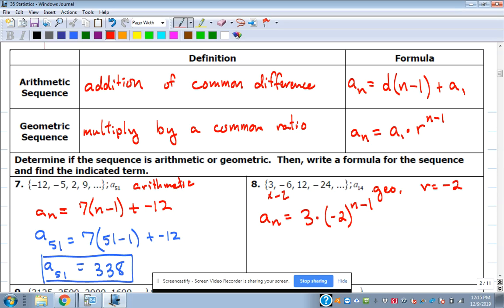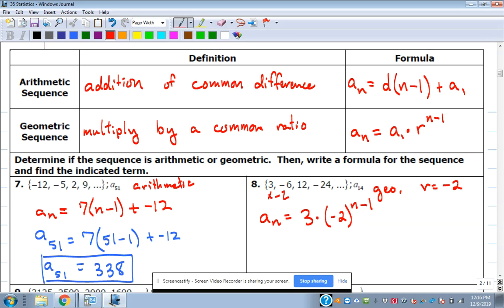I can plug in any n value and find that term. If I wanted the second term, if I plug a 2 in right here, that's going to be 3 times negative 2 to the first power, which is 3 times negative 2, which is negative 6. So it works. You can check your formulas to see if they get you the next term.